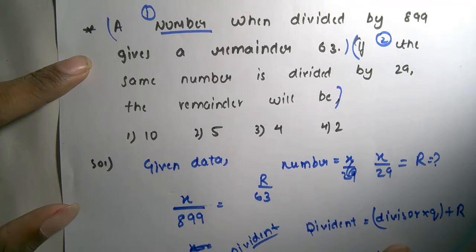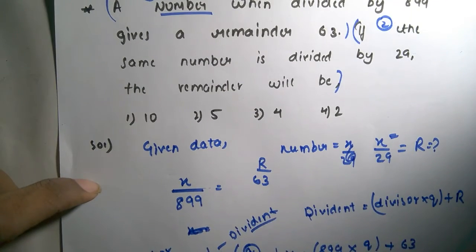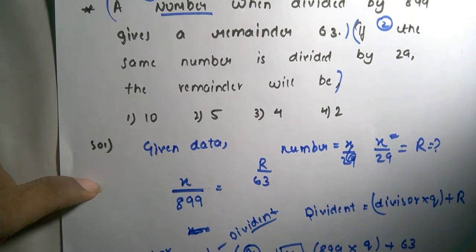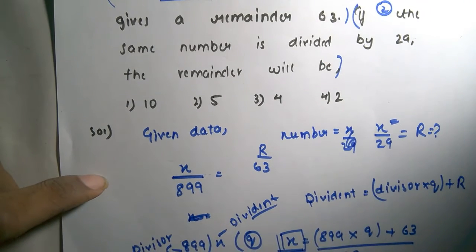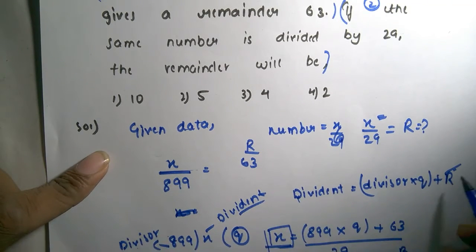Okay, he was asking this. So what was the x here? The x is this whole answer, guys. If this is divided by 29, what will be the remainder? Let's divide this thing: 899 into quotient plus 63 by 29. So this is the remainder, guys. Let us check.